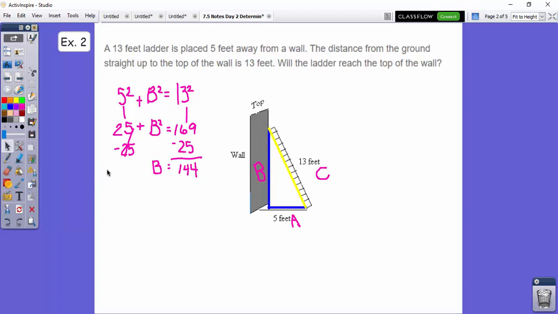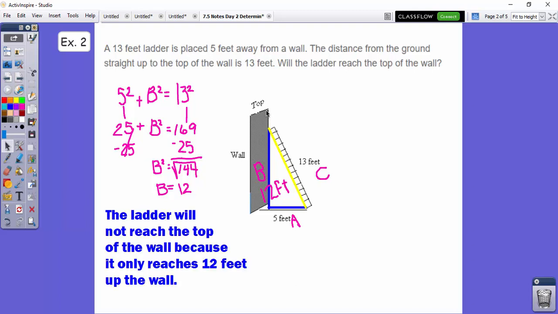And on the left-hand side of the equation, you're left with b squared. Okay, we want to know what just b is, so I take the square root of 144, and that is 12. So I know the ladder will reach 12 feet up. And when I go back to the question where it says, will the ladder reach the top of the wall? Very top up here is 13 feet. So no, the ladder will not reach the top of the wall because it only reaches 12 feet up the wall.